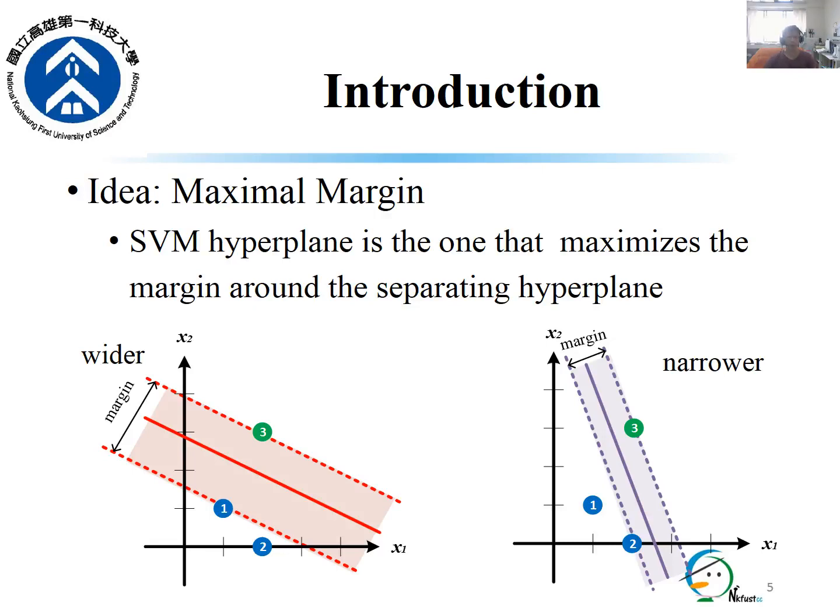Based on the training data set, the hyperplane decided by SVM is the one that maximizes the margin around the separating hyperplane. Margin is the distance between the supporting hyperplanes formed by difficult points, which are training samples closest to the hyperplane. For example, the red hyperplane is better than the purple hyperplane here, because it has a wider margin. These difficult points in yellow circles are called support vectors.